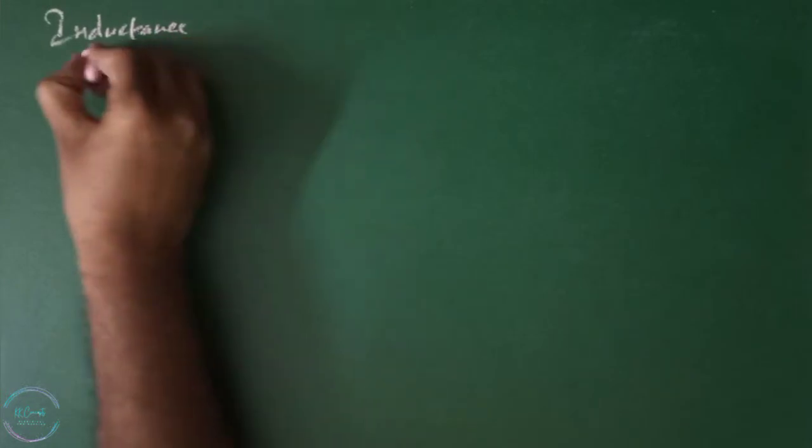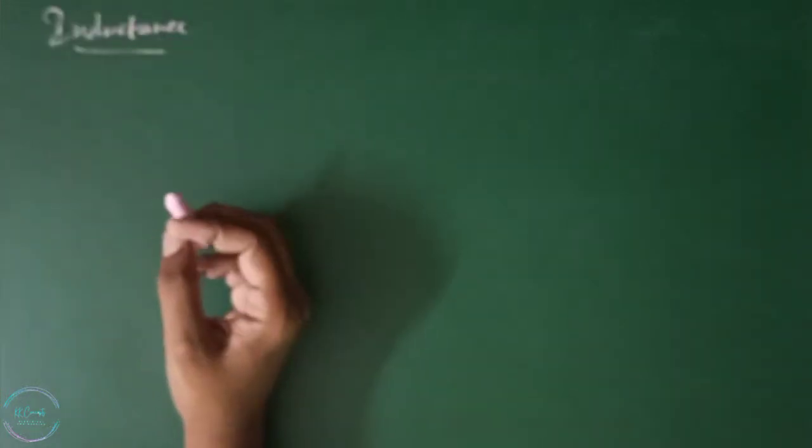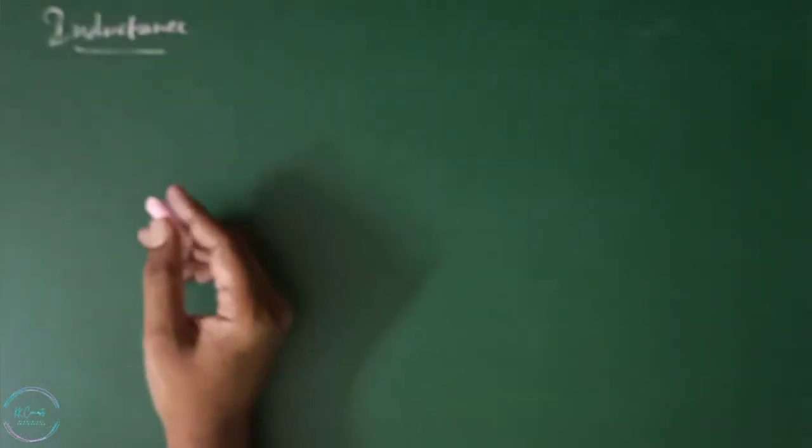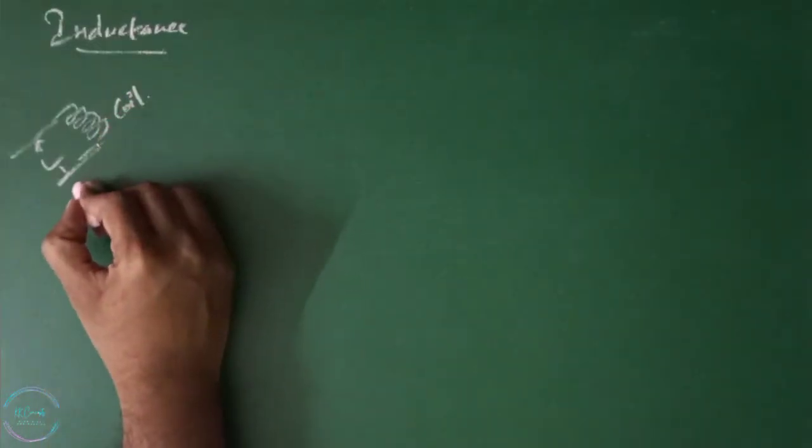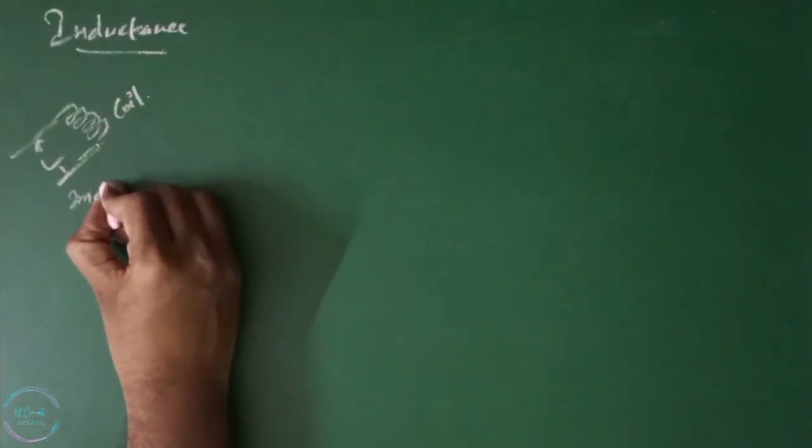Inductance. A wire of certain length, when twisted into a coil, is known as an inductor. If current is made to pass through an inductor, an electromagnetic field is formed. A change in the magnitude of the current changes the electromagnetic field.